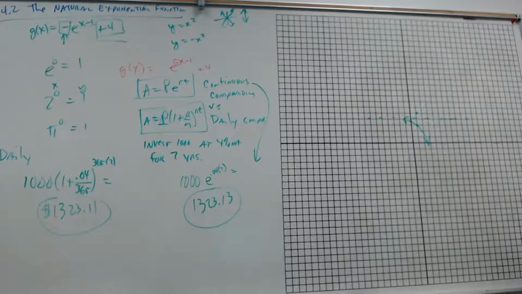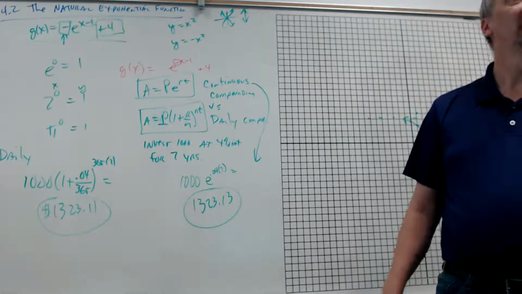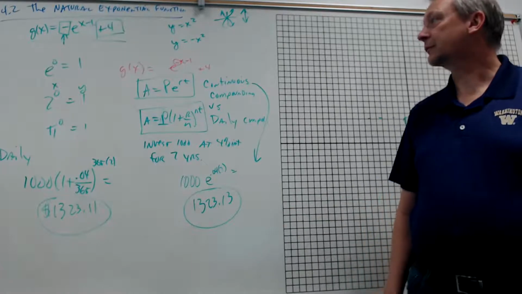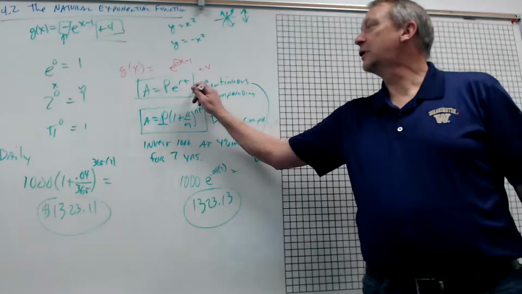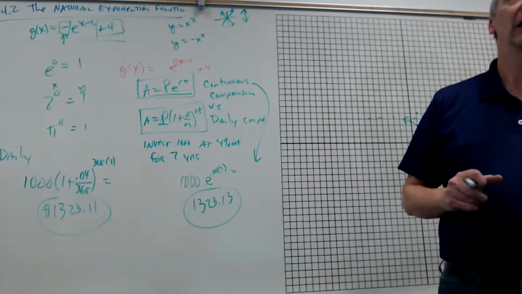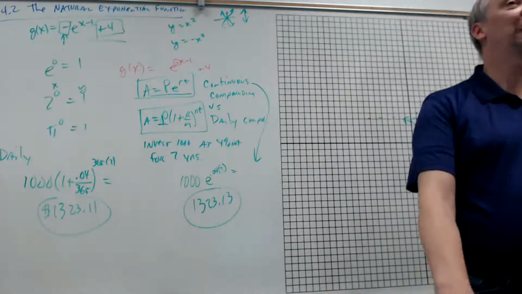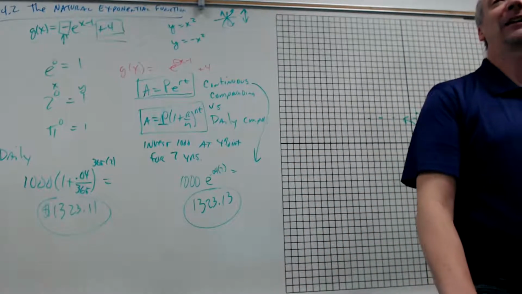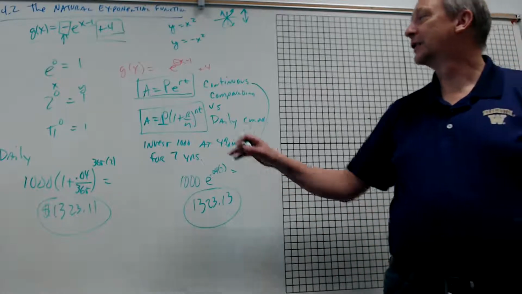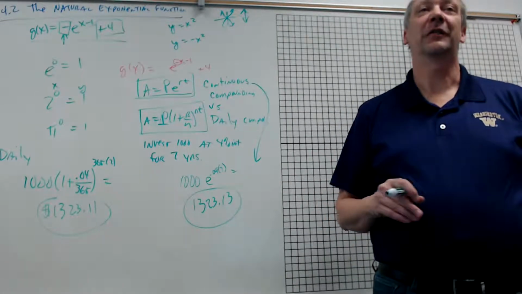All right. So daily is essentially continuous, but which one was the easier one to plug in? A equals PERT. Now I'm just going to warn you. We can use this function for more than just interest. And I don't like to remember all the other ones, and I can remember A equals PERT, and so I'm going to use it. It works for bacterial growth and all sorts of things. And so just remember P is your starting amount. You can think of it as your principal every time.